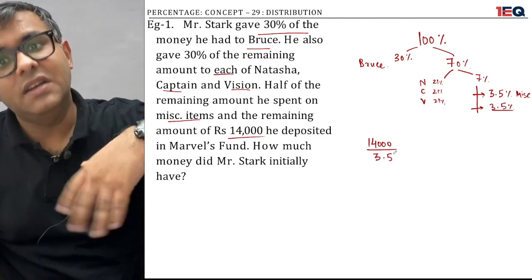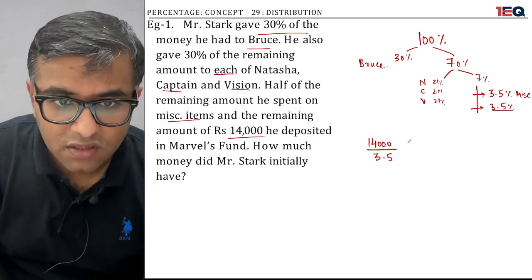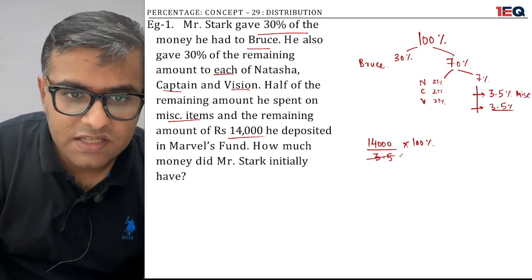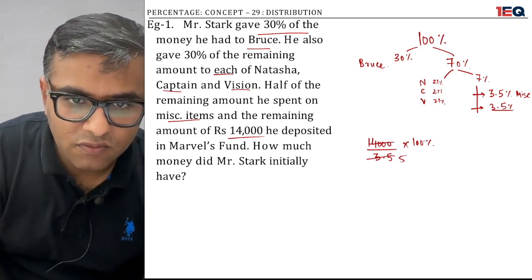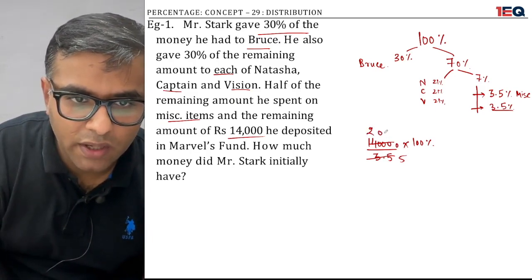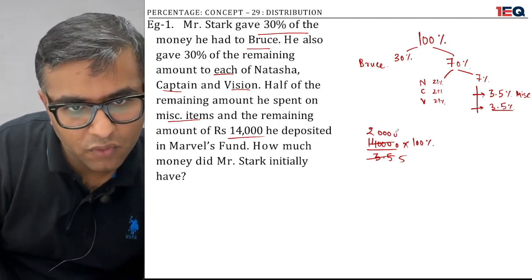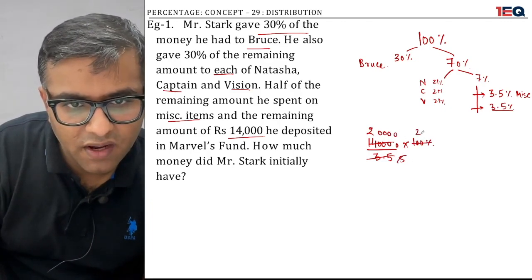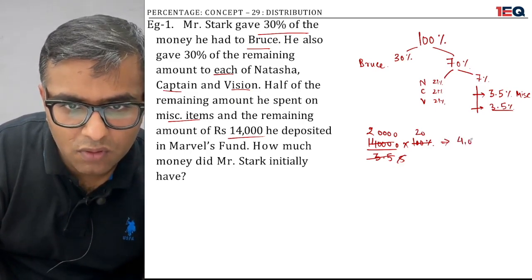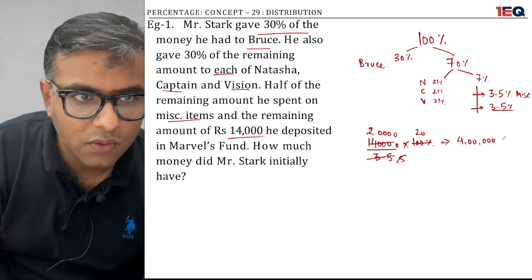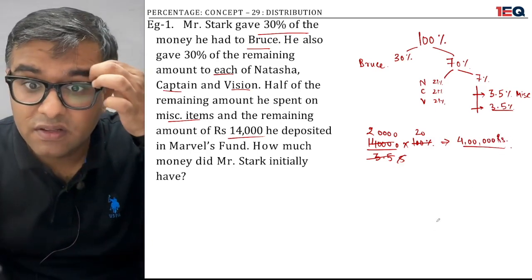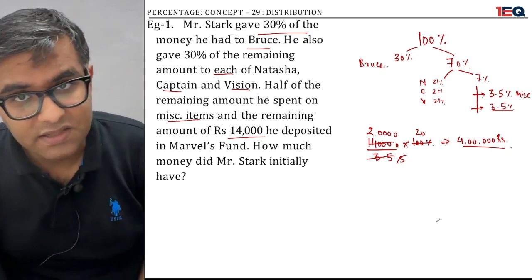So how much money did he start off with in the beginning? In the beginning, he started off with 100% of the money. 7 fives are 35, 7 twos are 14, and I'll just take one more zero up here because I removed the point from here. So this comes down to 20,000 into 4, which is 4 lakh rupees. So 4 lakh rupees was the amount of money that he started off with in the beginning.